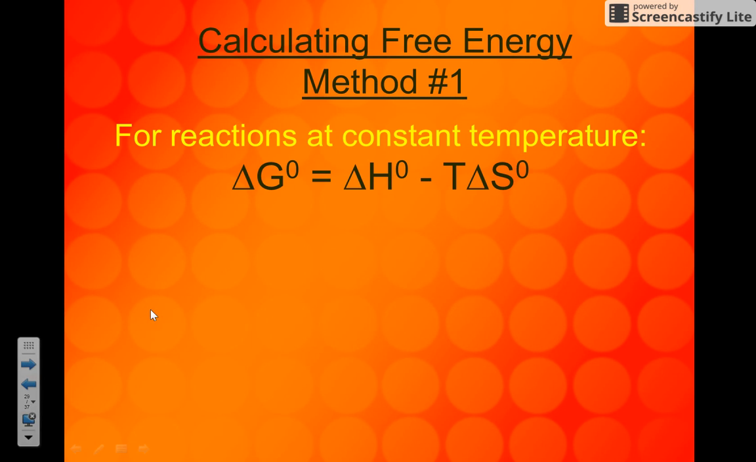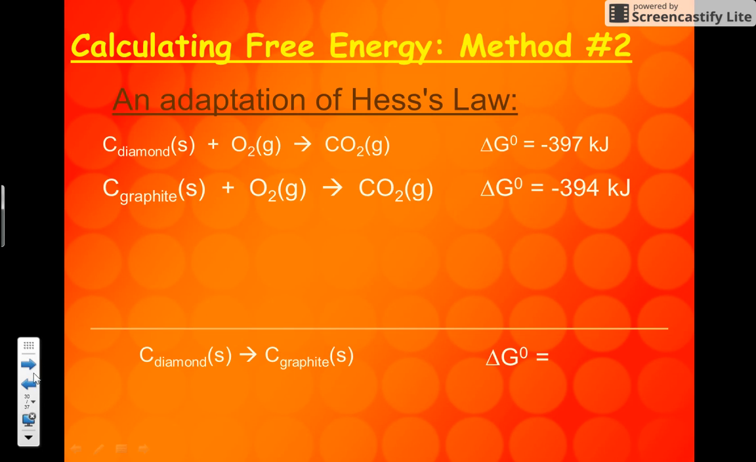We can calculate free energy a couple of different ways. There's 3 methods. The first method is by using this formula that takes into account your standard enthalpy and your standard entropy as well, and the temperature. So we will again work some of these problems with this formula after break, but the formula is delta G at standard conditions is equal to delta H, the change in the enthalpy at standard conditions, minus the temperature in Kelvin times the change in entropy at standard conditions. So delta G is equal to delta H minus T delta S.